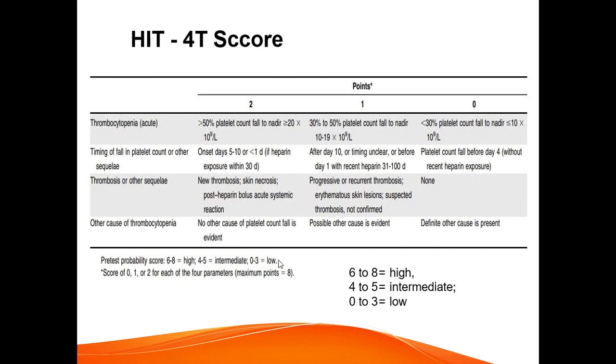So there is a 4T score which you must remember and calculate, which includes thrombocytopenia, timing of platelet drop, thrombosis, and other causes of thrombocytopenia to be ruled out. And then you look at the score, and if the score is 6 to 8, there is a high probability.